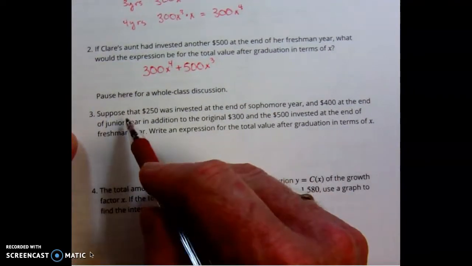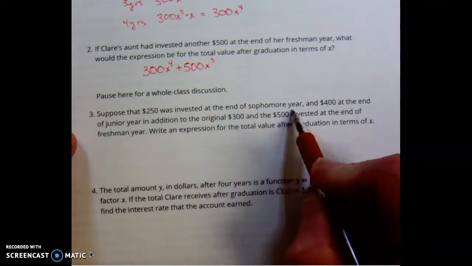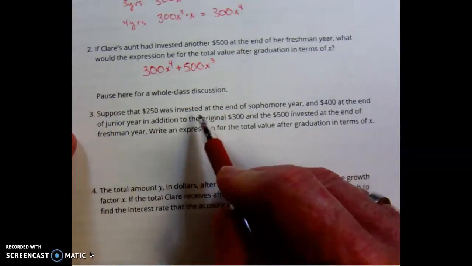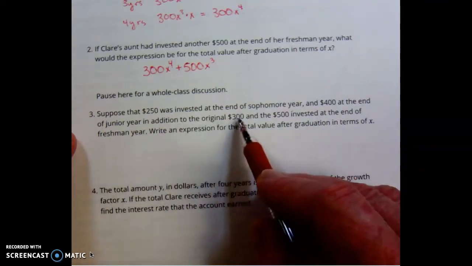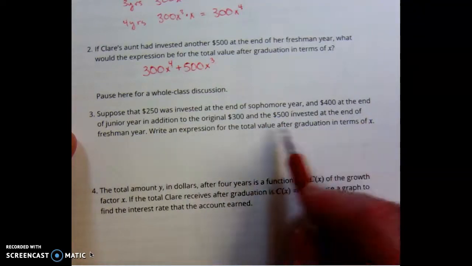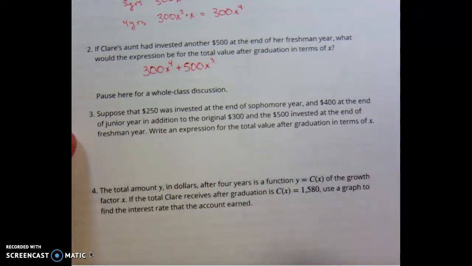All right, next it says, suppose that $250 was invested at the end of a sophomore year, $400 at the end of a junior year, in addition to the original $300 and the $500 at the end of the freshman year. Write an expression for the total value after graduation.